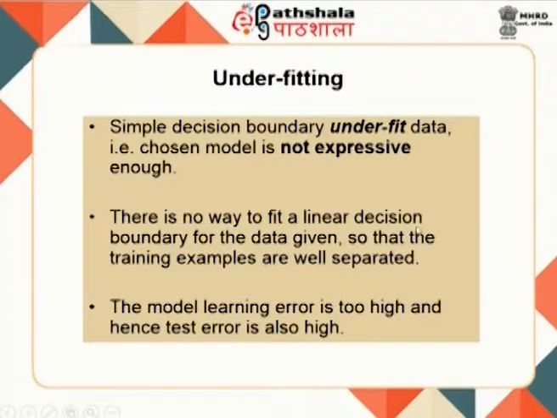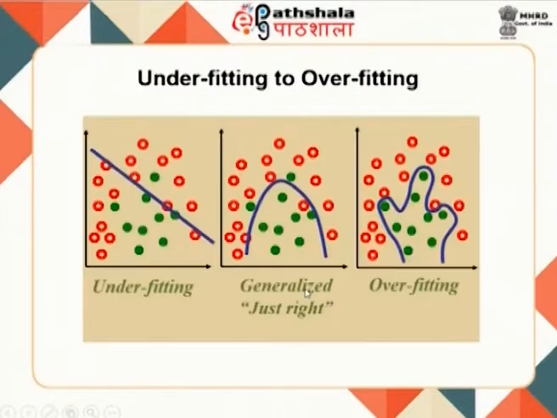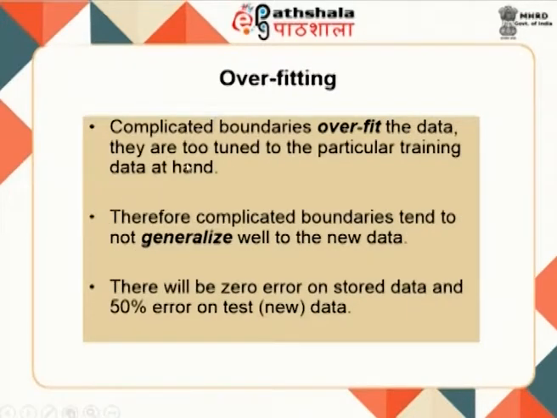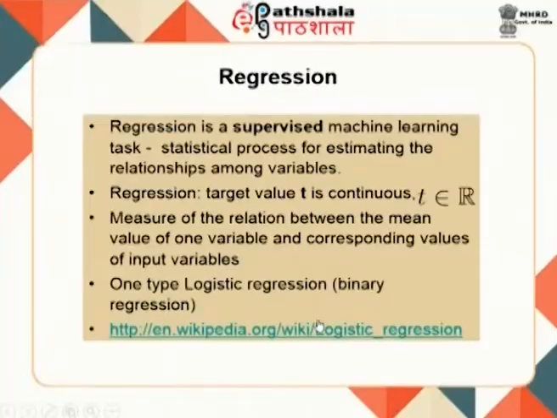So, there is no way to fit a linear decision boundary for the data given, so that the training samples are well separated. So, the idea here is the training samples should be well separated, they are not. If you look here, they are exactly separated, but then that is too overfit, that is overfitting. So, this is an example of just right. Now, the model learning error is too high when you do that type of fitting. The same thing is true for overfitting. We have discussed overfitting quite a lot as we went along. So, we have to test the error and we have to check out what we should do.